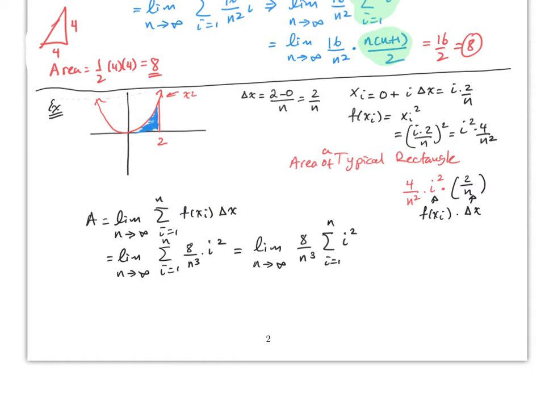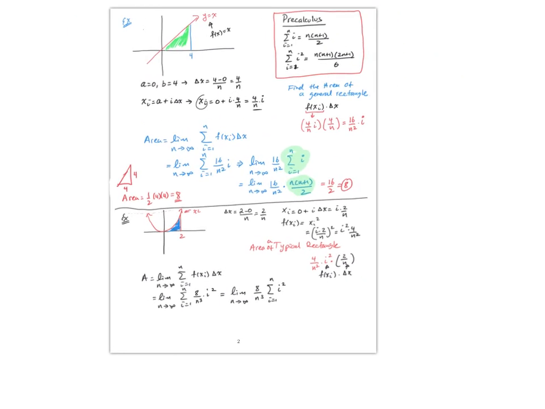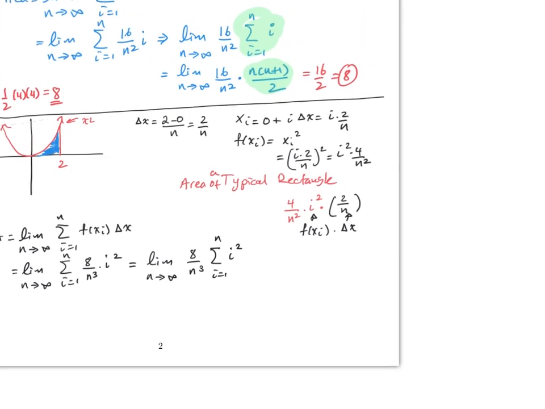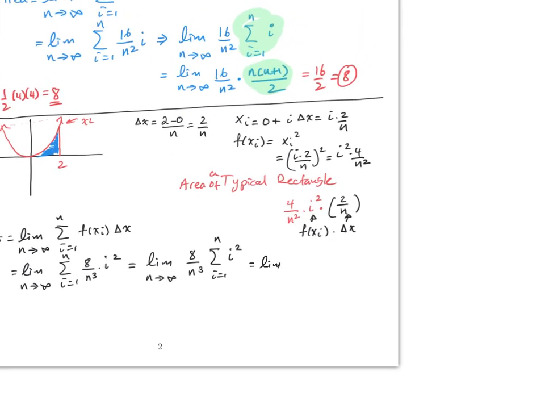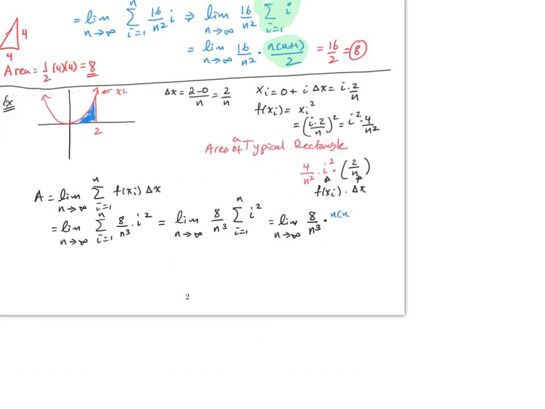Now this is where you need the formula for the sum of i squared, which is right here. So therefore this will be equal to the limit as n goes to infinity of 8 over n cubed times n times n plus 1 times 2n plus 1 over 6. That's the value you will get from here. Okay, remember that the summation formula is equal to this part.